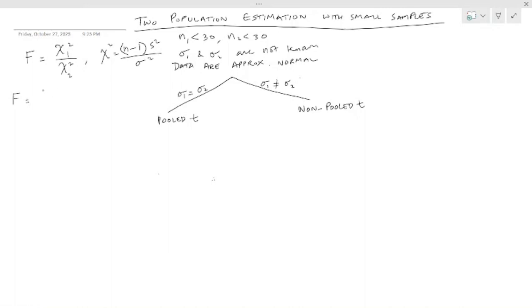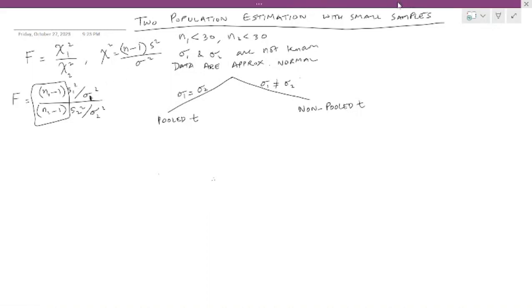Therefore, we make a substitution in place of chi1 square and chi2 square like this. Now we first look into this. If we can control this by taking both the sample sizes from the two different populations equal, this will have no significant effect because the ratio will be equal to 1.